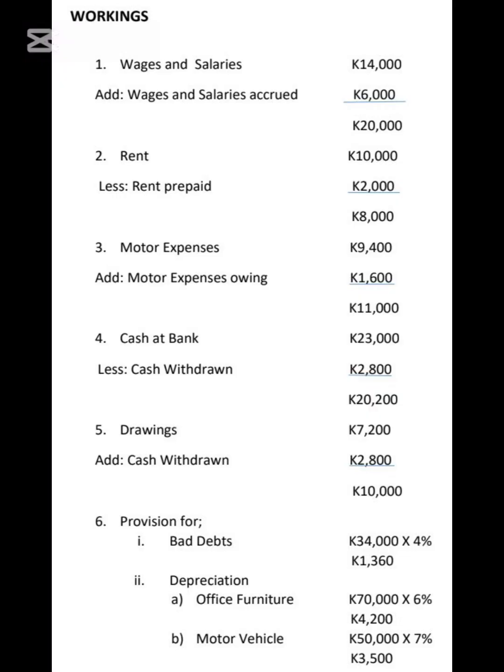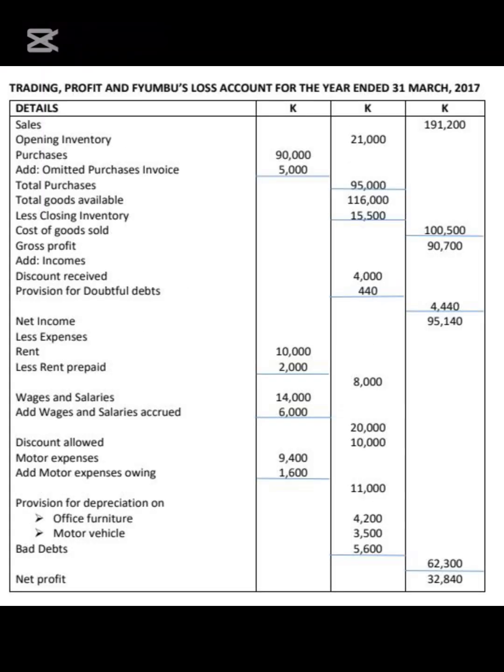Okay, so now let us go into the drafting of the table and filling the details where necessary. So the title, you need to write the proper title of the table. Fyombo's trading profit and loss account for the year ended 31st March 2017. The title also carries marks, so please don't forget the title. The title is very important. You need to show what you are preparing. You need to show the examiners that you know what you are doing.